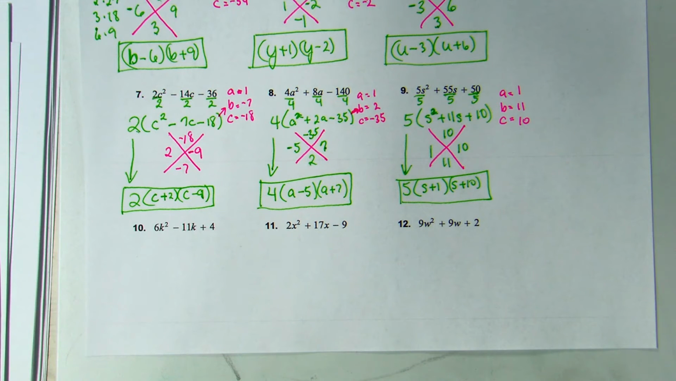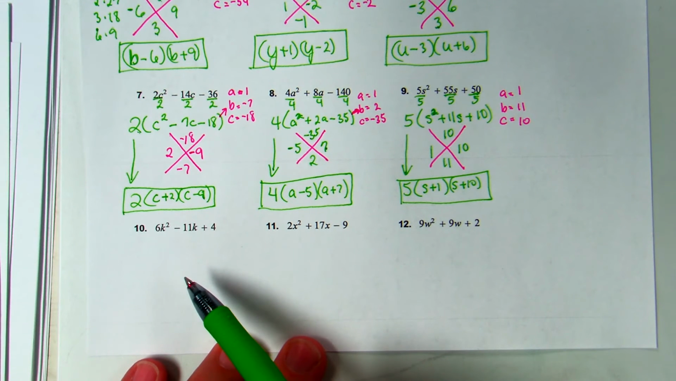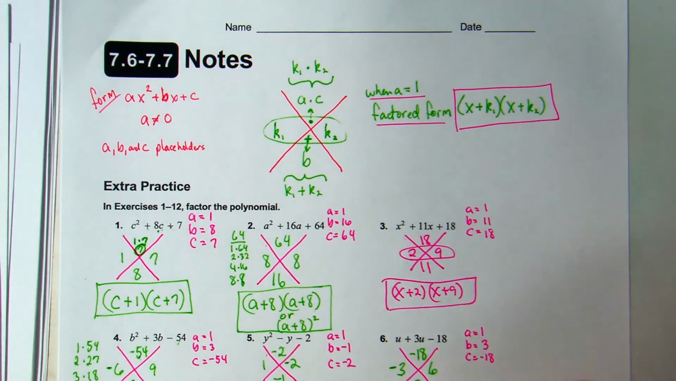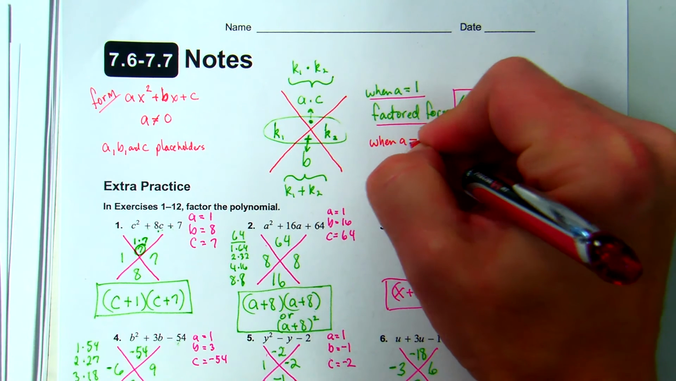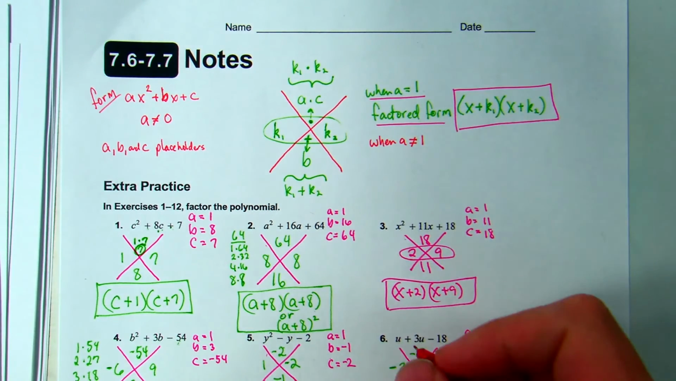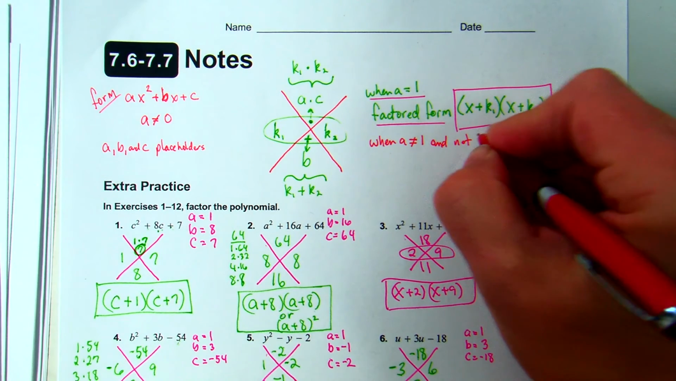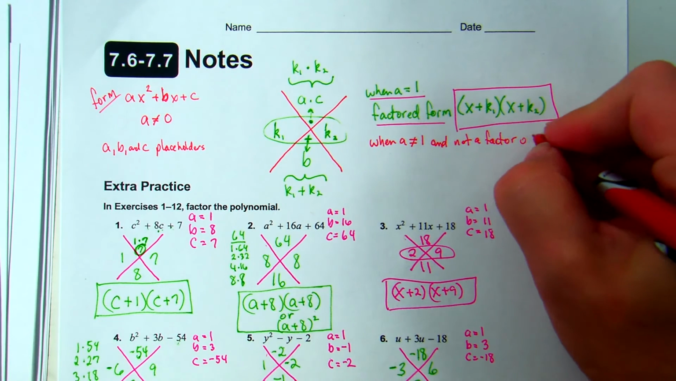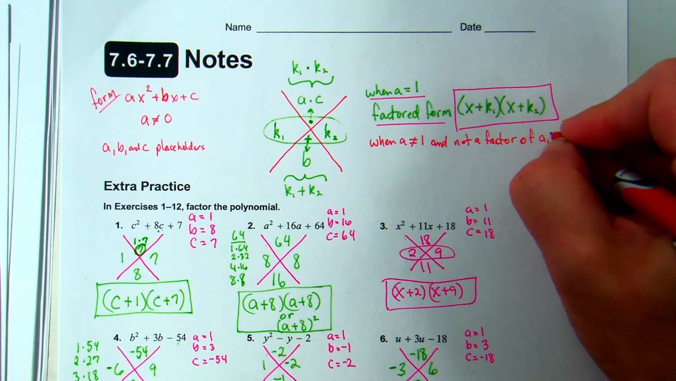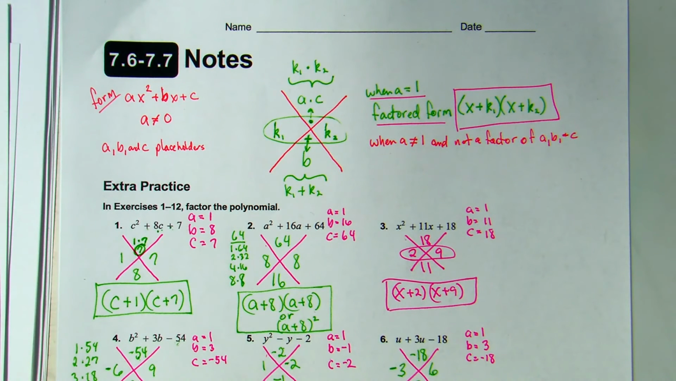All right, now the last part, I'm going to add the second condition to the top where we did our notes. So let's slide up again and look right here. And now we're going to do something for when A does not equal 1, and it's not a factor of A, B, and C.